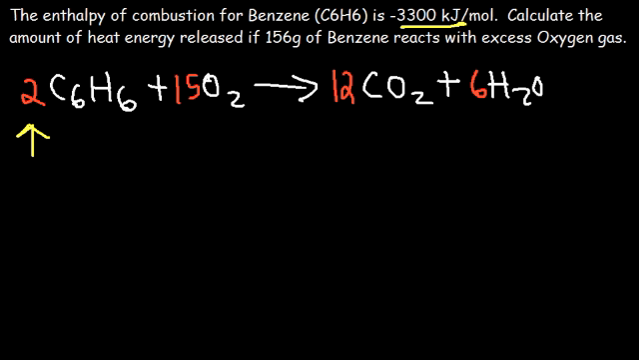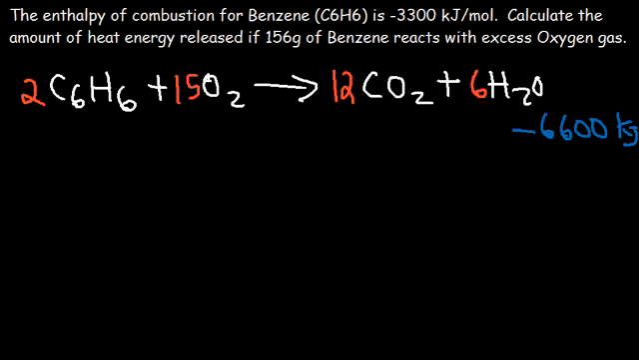But notice that we have a 2 in front of C6H6. So if 1 mole releases 3300 kilojoules of heat energy, 2 moles must release negative 6600 kilojoules of heat energy. So therefore, as a thermochemical equation, we can put negative 6600 kilojoules for this reaction.